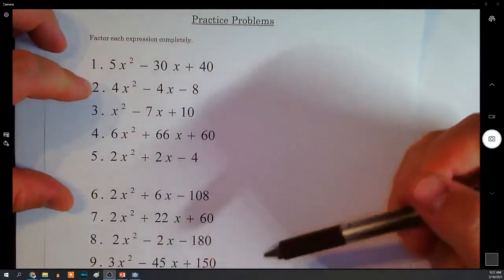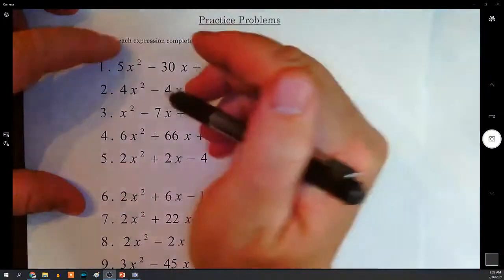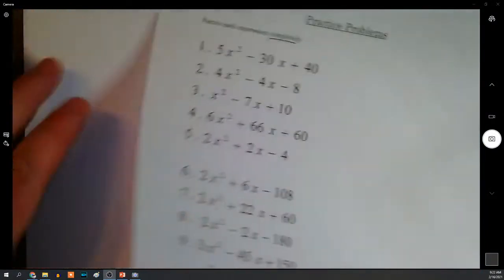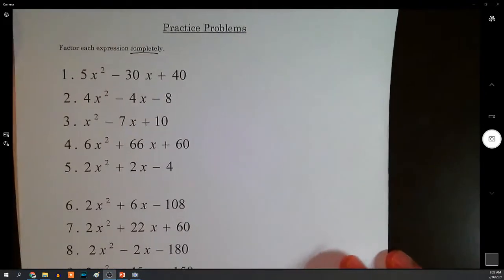We're going to factor these. It says factor each expression completely. Let's talk about that really quickly. Completely means that it is broken down into prime components.